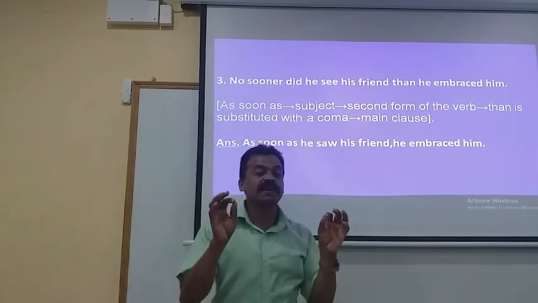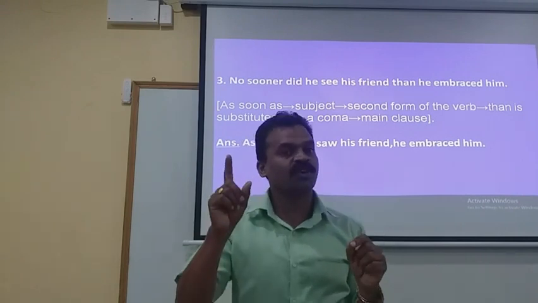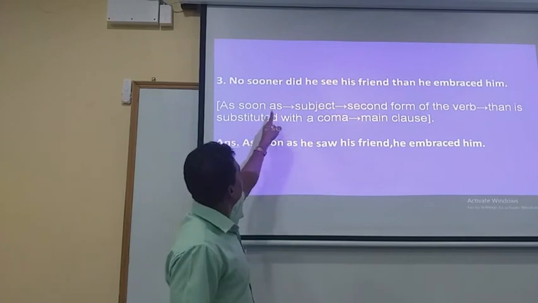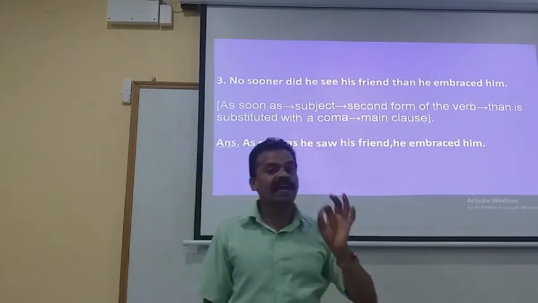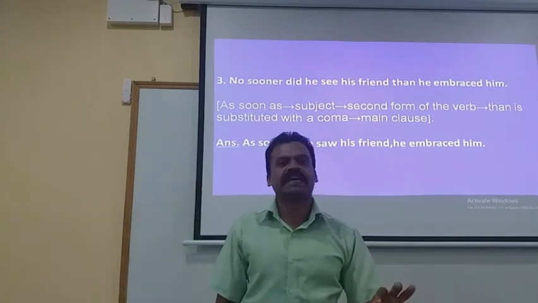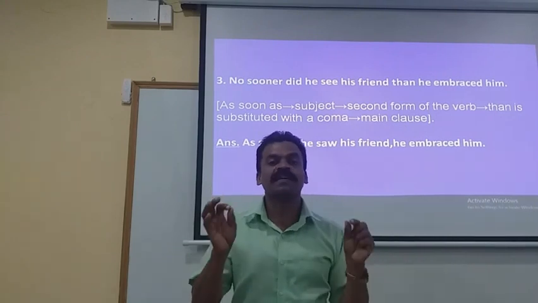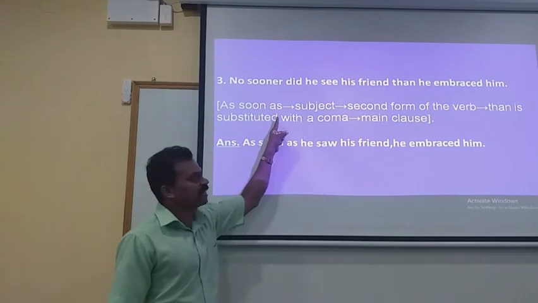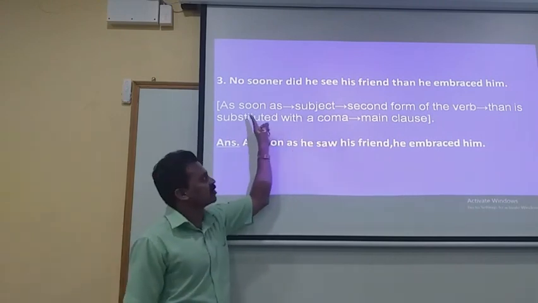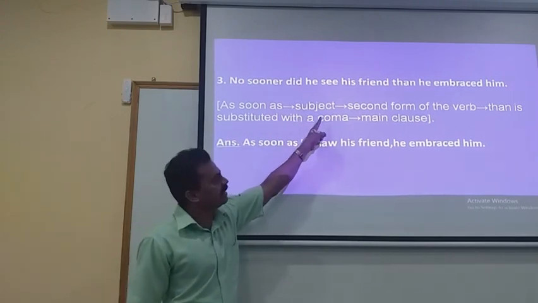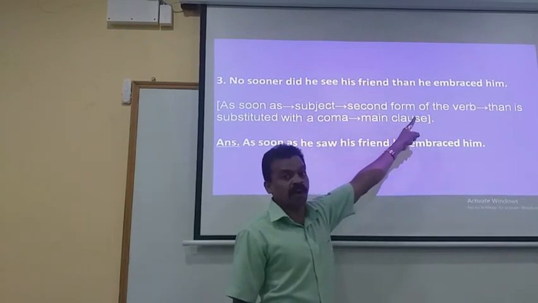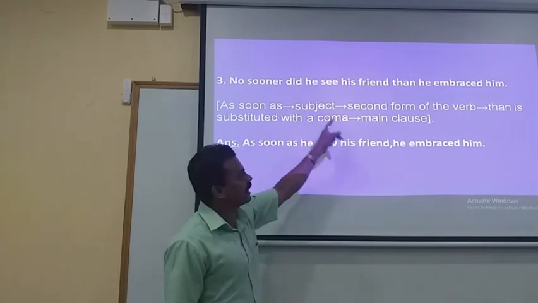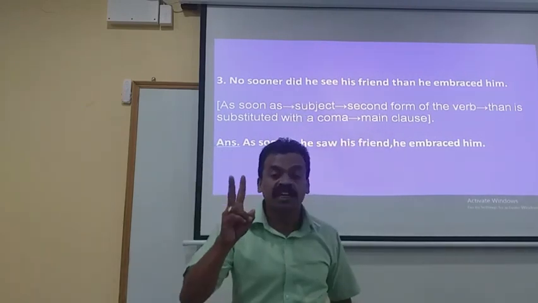And we know that immediately after as soon as it is not did, do or had. Immediately after as soon as it is a subject. That is a point to be very clearly observed. Immediately after as soon as, make use of the subject. As soon as is followed by the subject, then after that the second form of the verb. Please remember, we will be changing this did, so we will have to make the verb in its second form.